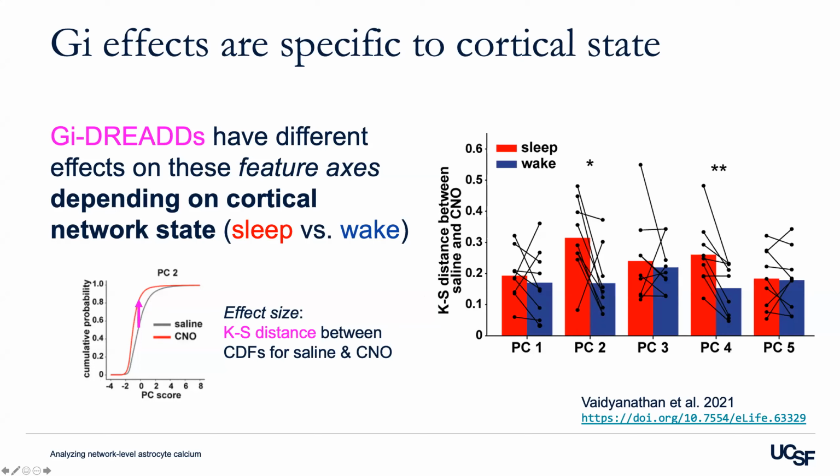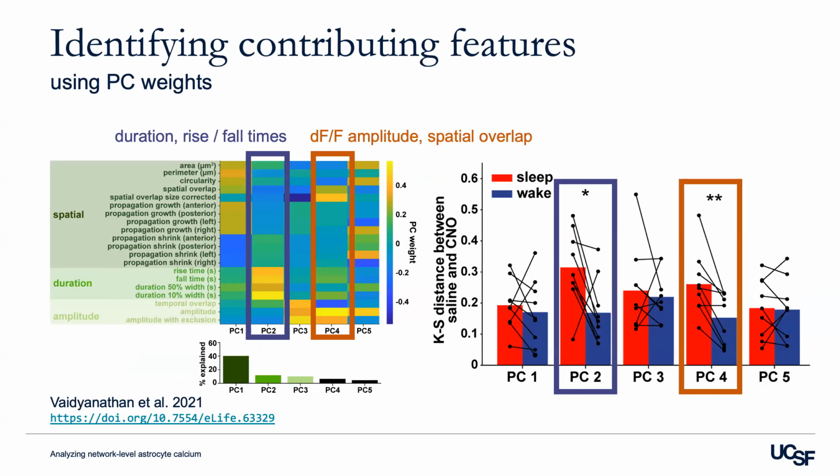And we can go back using the PC weights and identify what were the characteristics of these events that were differentially regulated by Gi GPCR signaling in these two conditions. And we can see that for PC2, for example, as I mentioned before, this is related to duration, rise and fall times. And for PC4, this is related to the amplitude and the spatial overlap or synchronization of these events.